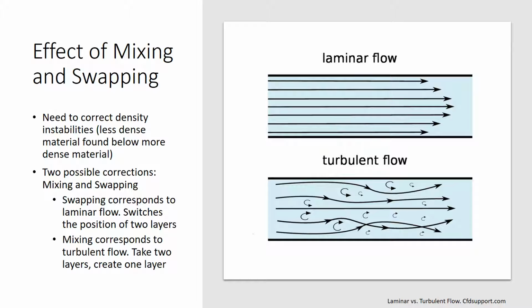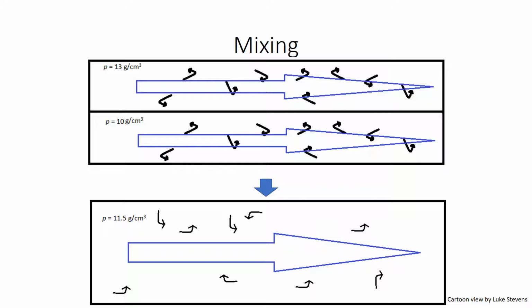Swapping corresponds to laminar flow, when the particles move in the same direction as the bulk motion of the fluid. Mixing corresponds to turbulent flow, when the particles have velocities separate from the bulk motion of the fluid. The diagram shows mixing with a higher density layer deposited on top of a lower density layer. They combine into one layer of intermediate density. Mixing will continue until you have a core that looks like a compressed homogenized liquid.